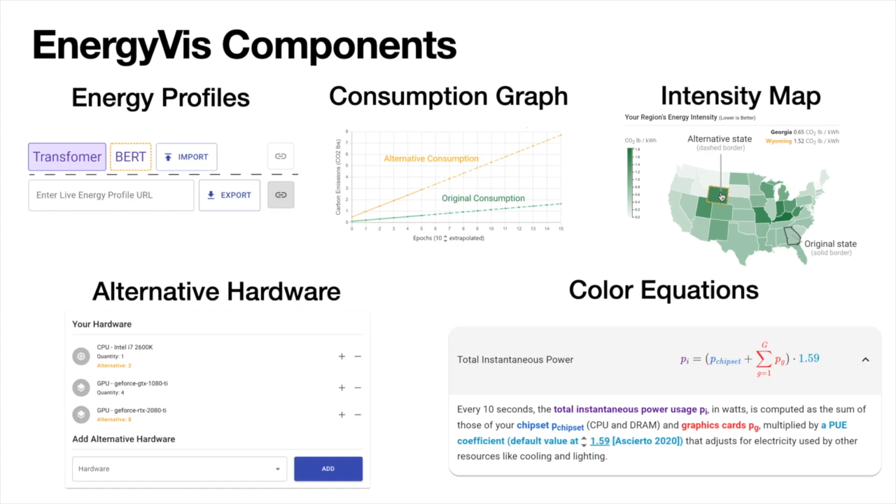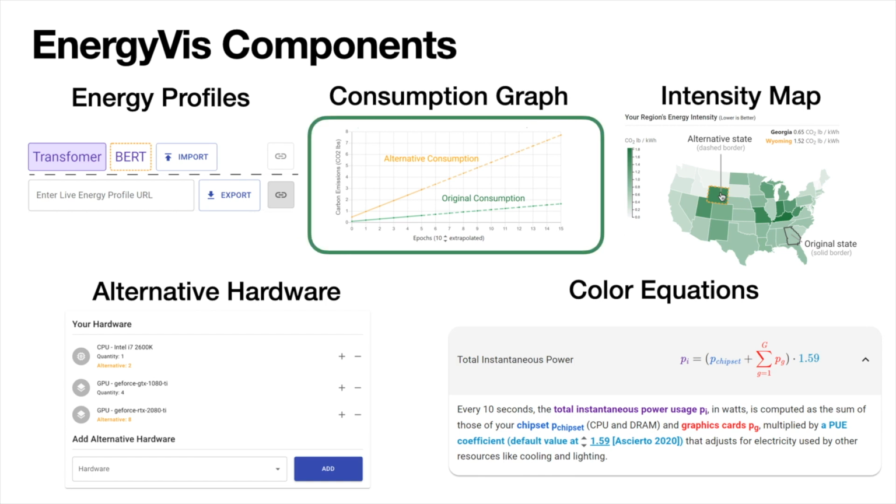The EnergyVis UI consists of 5 coordinated views. The Energy Profile view allows users to load EnergyVis with pre-trained models, in this case a vanilla transformer or BERT, or live track their own model. The Consumption Graph view allows users to overlay selected alternatives, including alternative energy profiles, onto their original consumption.